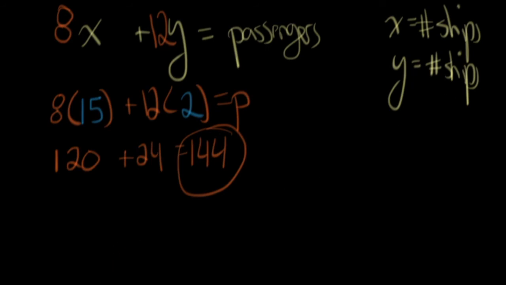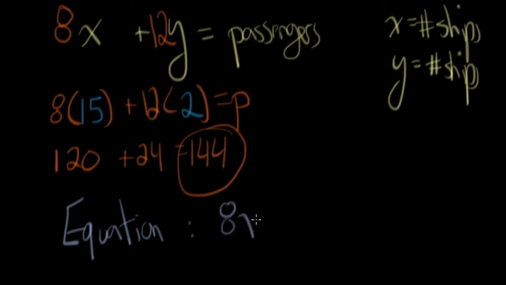So what's our actual equation? Our standard form equation then. So our standard form equation to go and solve this would be 8x plus 12y is equal to 144. Okay, so we have our equation now.